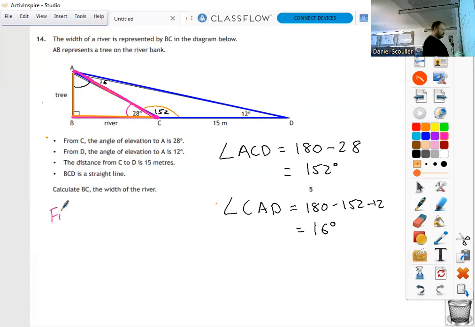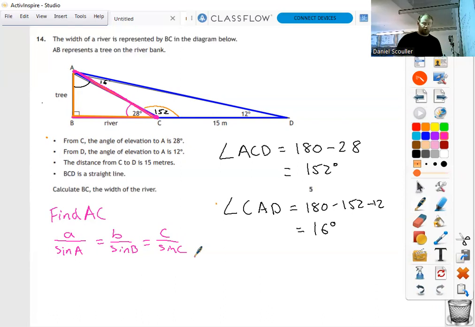So we want to find AC. The triangle I've outlined in blue is non-right angle. Looking at your formula sheet, you've got a couple of rules. We can use a over sine A equals b over sine B equals c over sine C. Or you could use a cosine rule, but we're just going to focus on the sine rule right now.